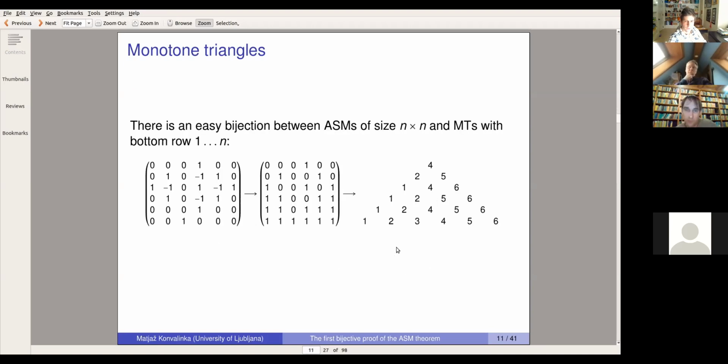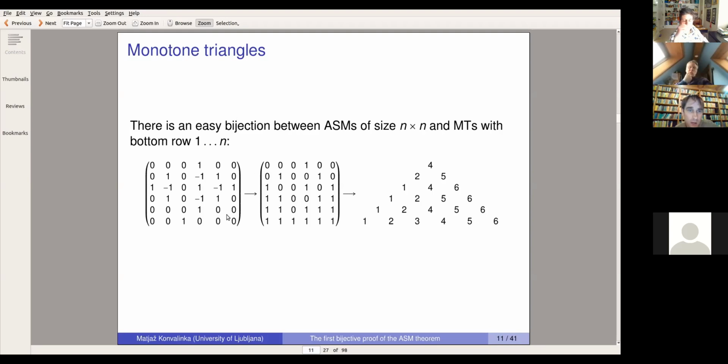Okay, and here comes one of the trivial bijections. A monotone triangle is in an easy bijective correspondence with an alternating sign matrix. More precisely, a monotone triangle with bottom row 1 through n is in a bijective correspondence with an ASM of size n by n.